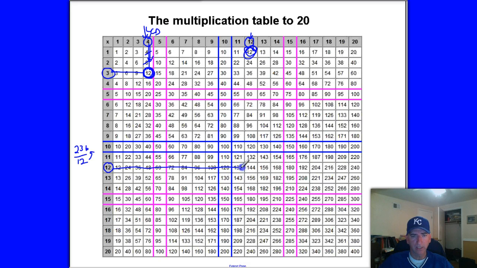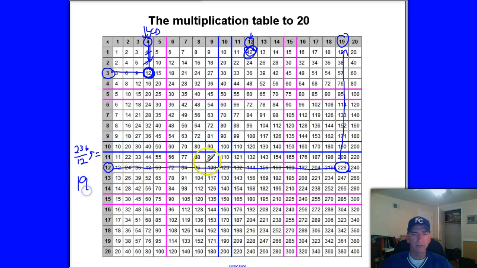So there's 120, 156, and keep going. There's 216, there's 228 and 240. So it should be in between here. So I'm going to stop on this one right here because you can't go over it. So 12 will go into 236. Now go up here. Let's see what number is up here. That's 19. That means 12 goes into 236 19 times without passing it.